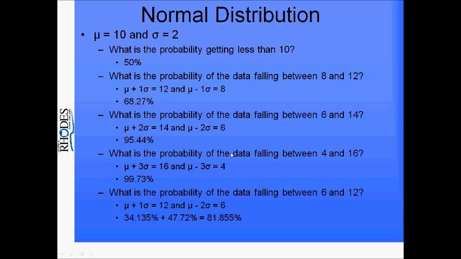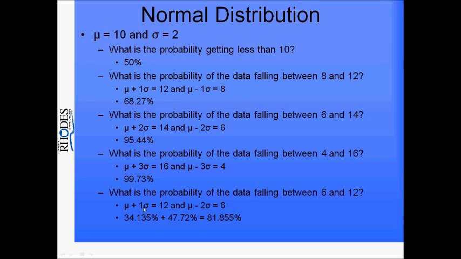And then what's the probability of the data falling between 4 and 16? That is looking at plus 3 sigma and minus 3 sigma. How do I know? Well, it's just 3 times your standard deviation of 2 is 6. So 10 minus 6 is your 4. And 10 plus your 6 is your 16. So I know that between plus or minus 3 standard deviations, I have 99.73% of my data. So that's the probability.